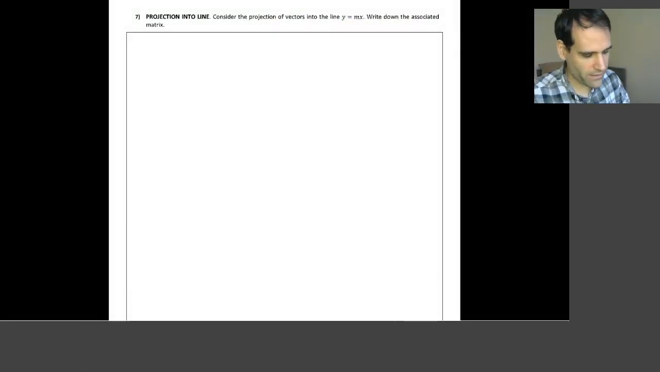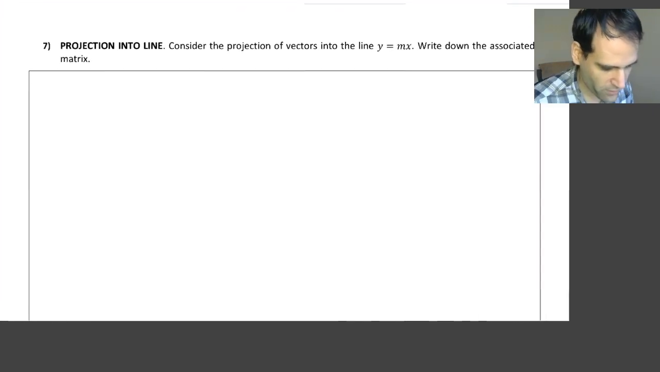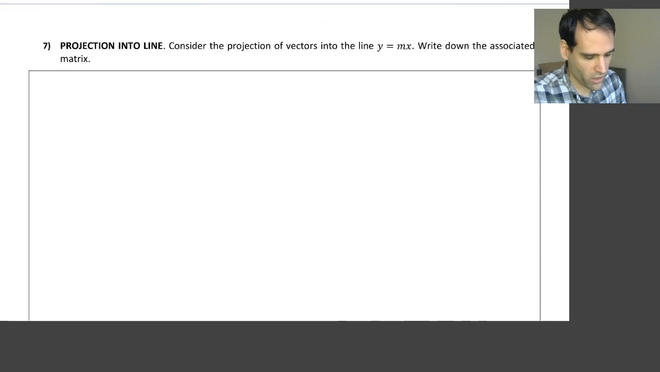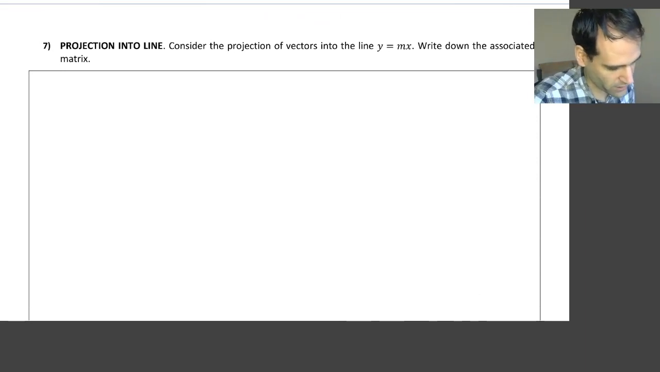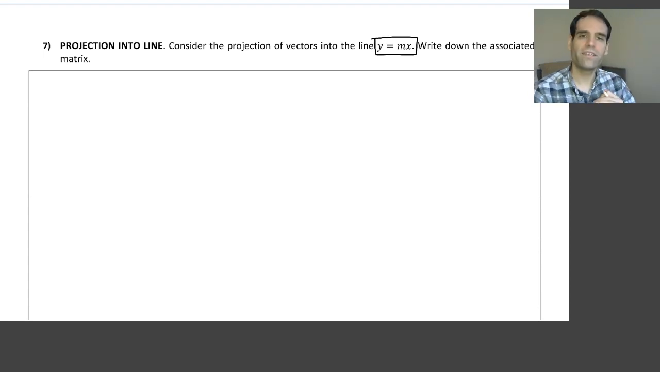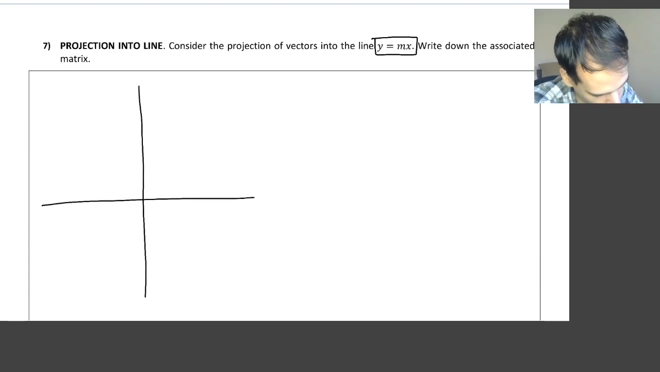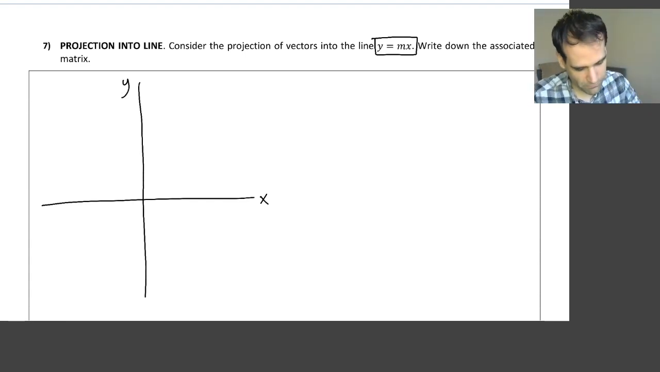Problem 7 asks for the transformation that defines the projection into a line. Consider the projection of vectors into the line y equals mx. Write down the associated matrix. What does this mean? Let's picture it. What is the line y equals mx? That's a line that crosses the origin and has a slope of m.